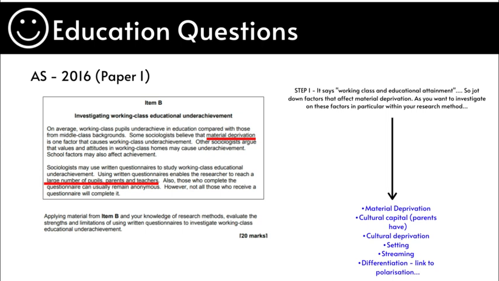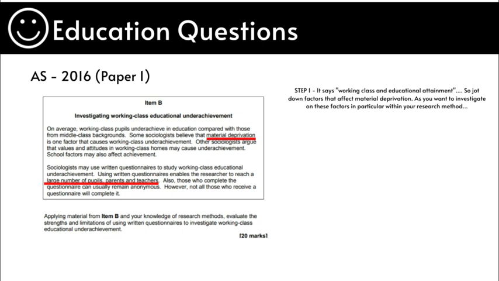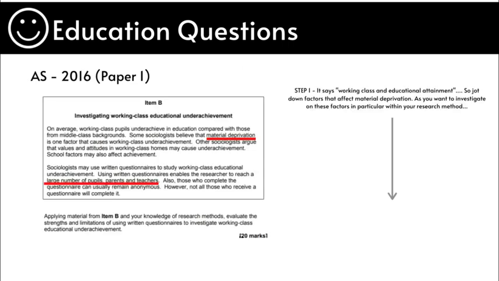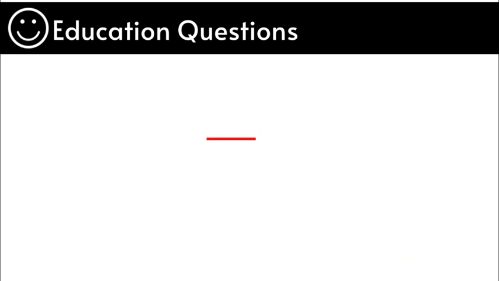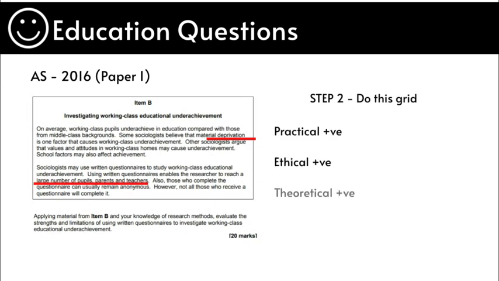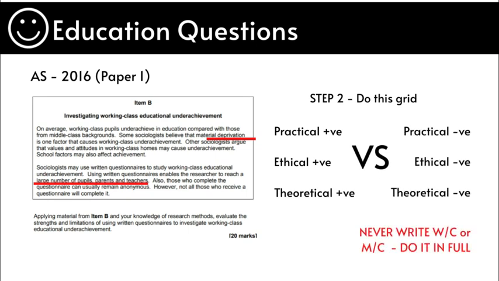This question is easy. Sometimes people just overthink it, but if you go through this structure, then you will get it right. For example, if it's not working class educational achievement, if it's ethnic, then you just jot down all the things on ethnicity, as we looked at in the previous slides. So it could be labeling, racism, family structures, institutional racism, and then you apply it to the research method. Okay, so let me have a look at how to do that. Again, make sure you've underlined it carefully and do the grid. The grid has to include practical positives, ethical positives, theoretical positives, versus practical negatives, ethical negatives, theoretical negatives.